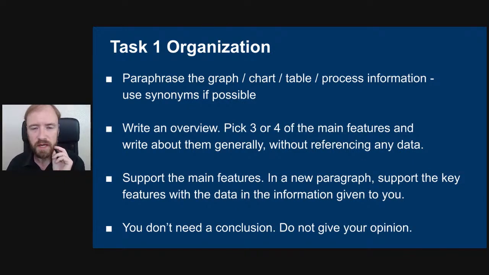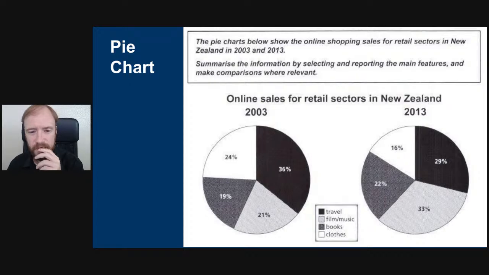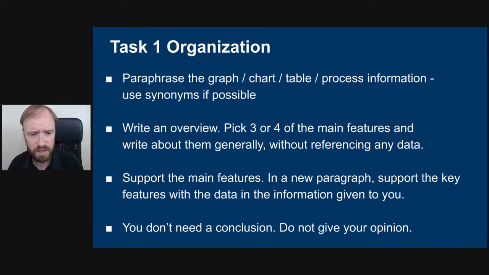The second thing there is write an overview. Pick 3 or 4 of the main features and write about them generally without referencing any data. So if we go back, online sales for retail sectors in New Zealand. So one thing I could say, certainly the travel, there was a decrease from 2003 to 2013. That might pop out, or you could look at film, music, any of those things.